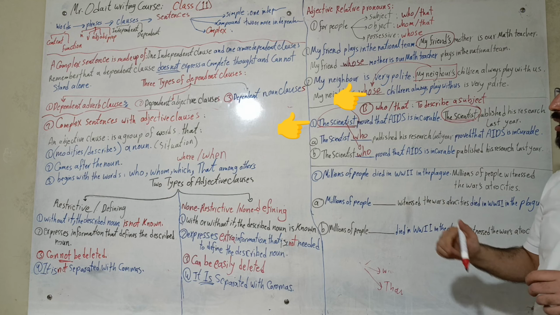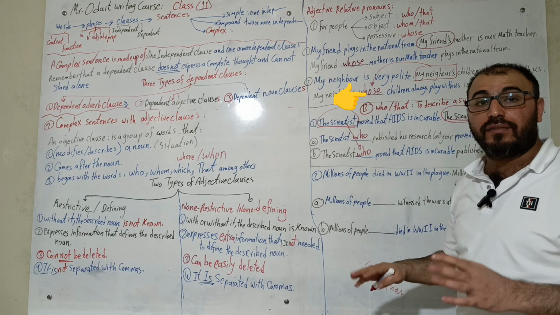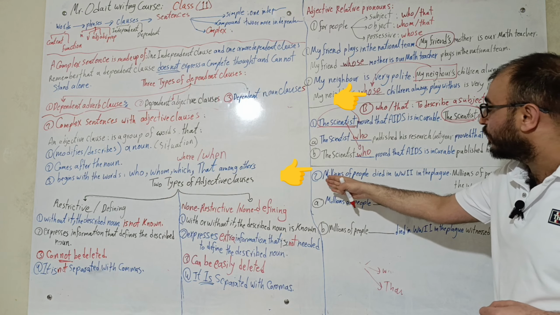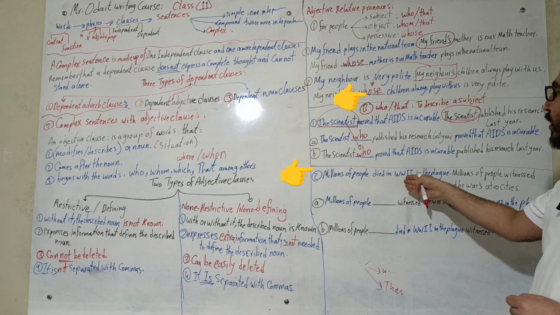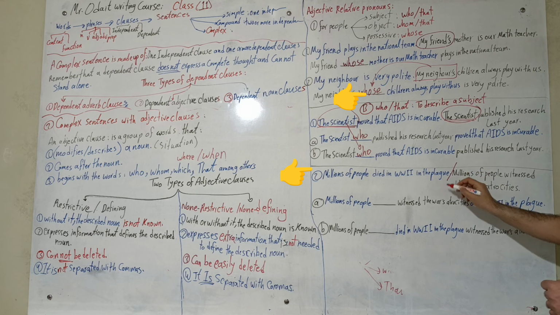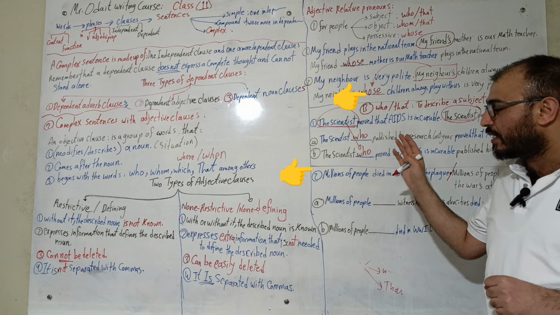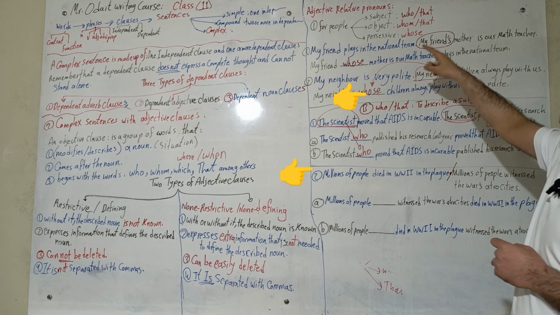The third example here, or the second example in this case, we have these two independent clauses or simple sentences. I start with millions of people died in World War II in the plague. Here, this is the first one. Second one, millions of people witnessed the war's atrocities. Here, my friends, again, I have two options. The case of whose, I have only one option again, my friends.